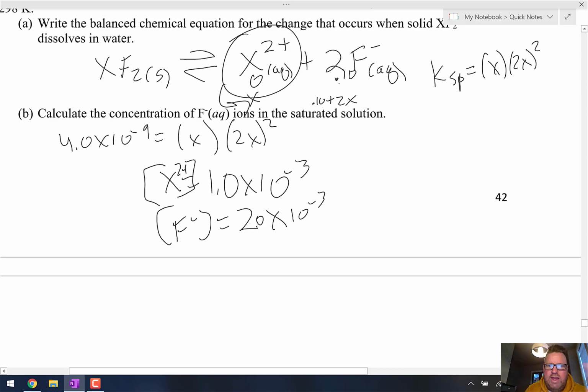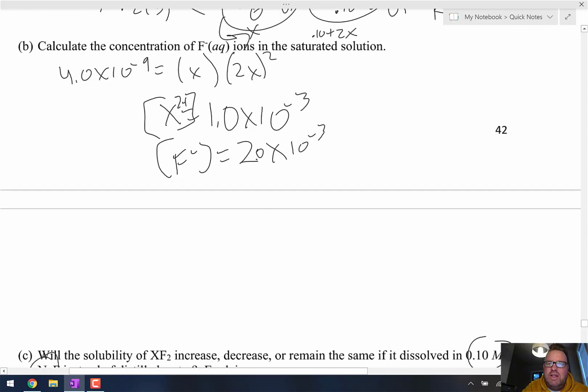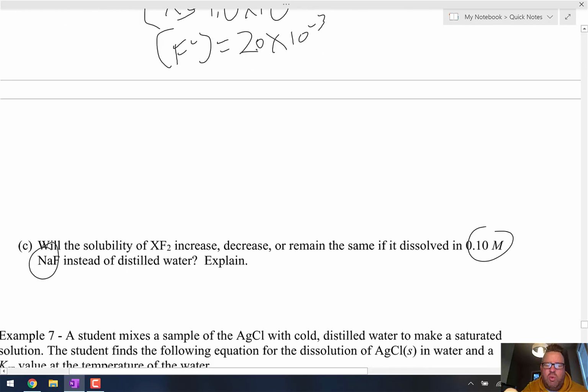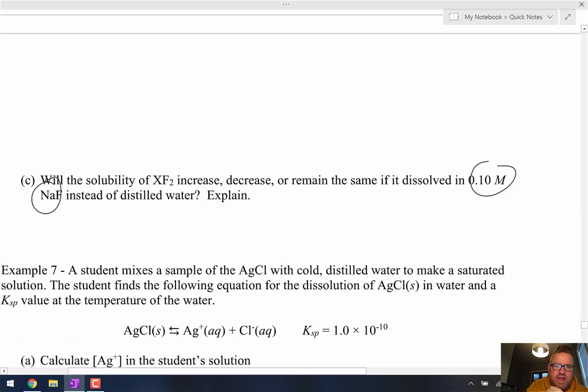Okay, a real easy way to think about this one is what happens when you add some product to your equilibrium system. If I add some F minus, what does the reaction do? Think about it in terms of Le Chatelier's principle. The reaction is going to shift back to the left to use up that. So will the solubility of XF2 increase, decrease, or remain the same? It is going to decrease. Okay, and again, you would use a Le Chatelier's principle explanation there.